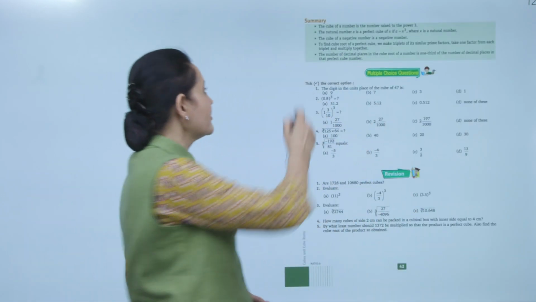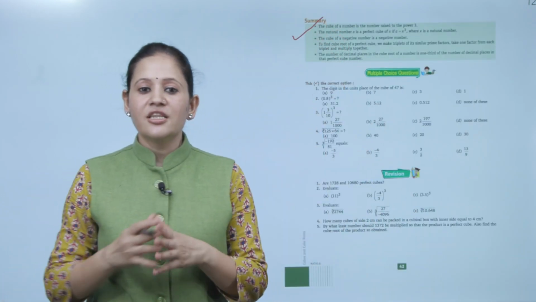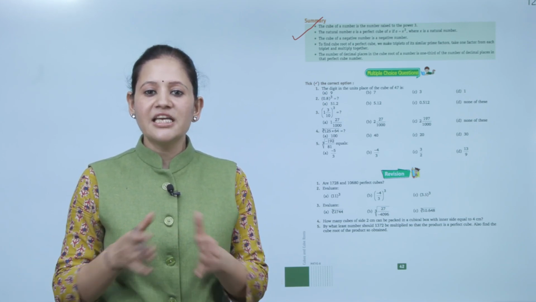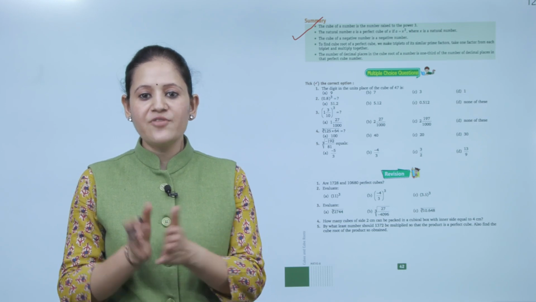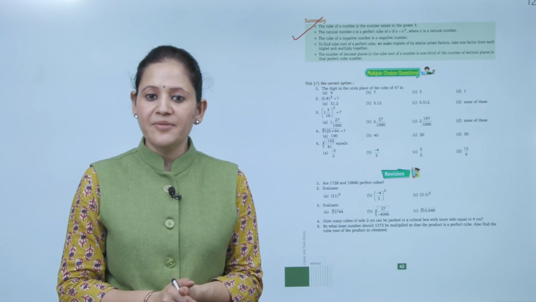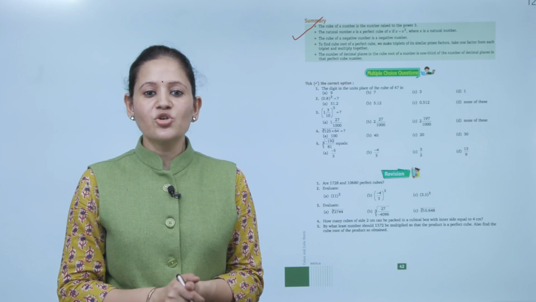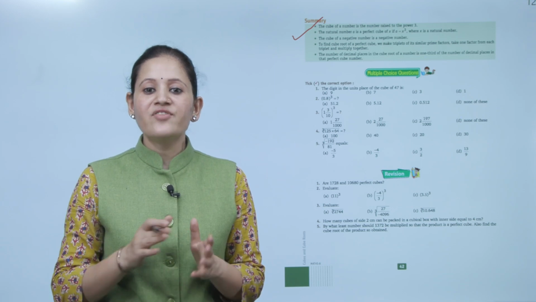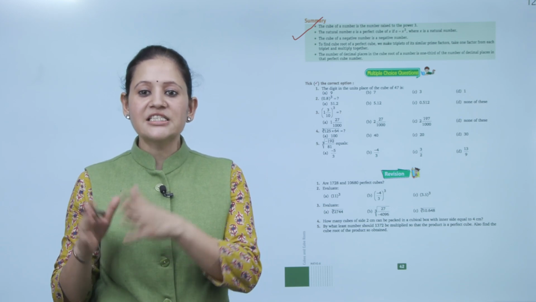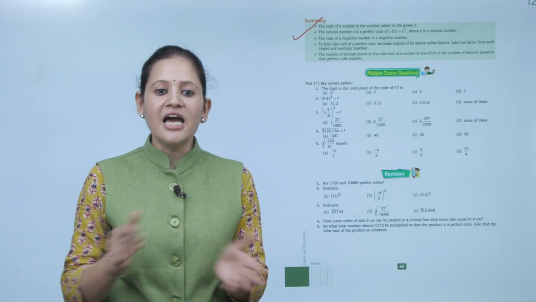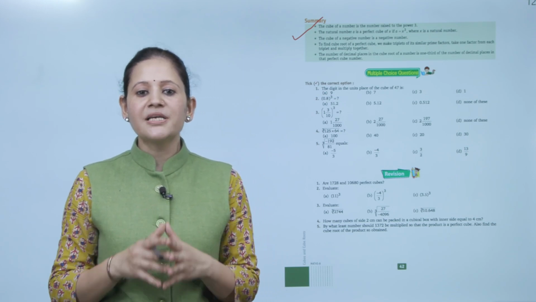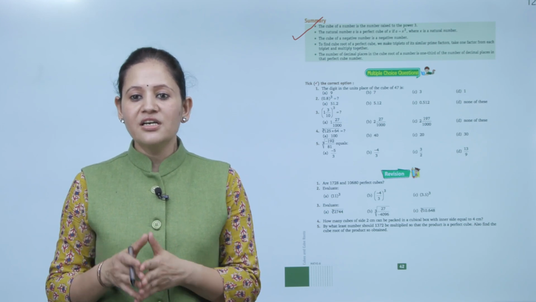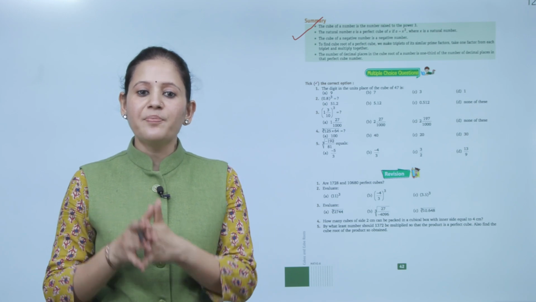Next is summary. The cube of a number is the number raised to the power 3. The natural number a is a perfect cube of x if a is equal to x to the power 3, where x is a natural number. The cube of a negative number is a negative number. To find the cube root of a perfect cube, we make triplets of similar prime factors, take one factor from each triplet and multiply together. The number of decimal places in the cube root of a number is 1/3 of the number of decimal places in the perfect cube number.